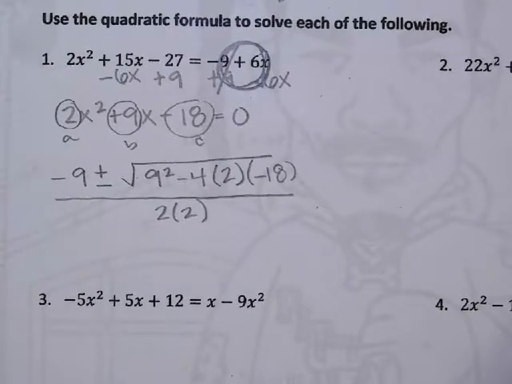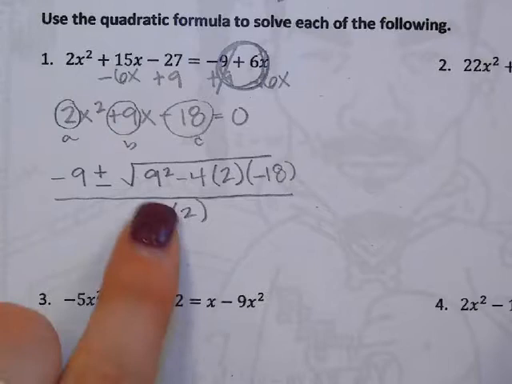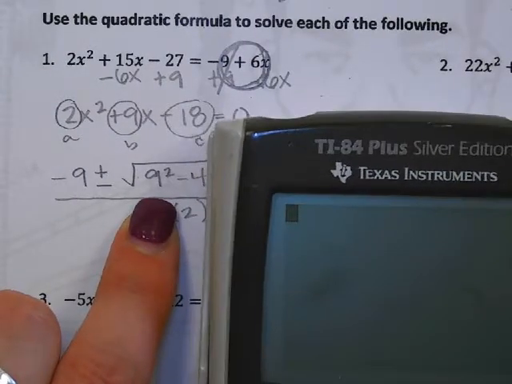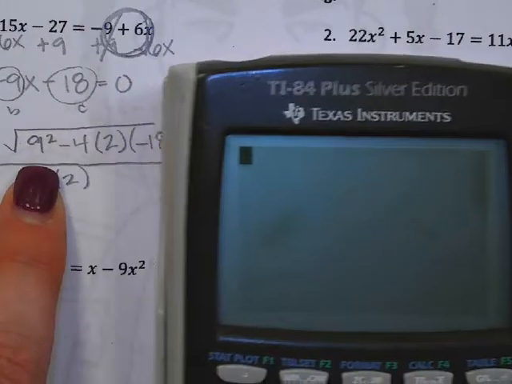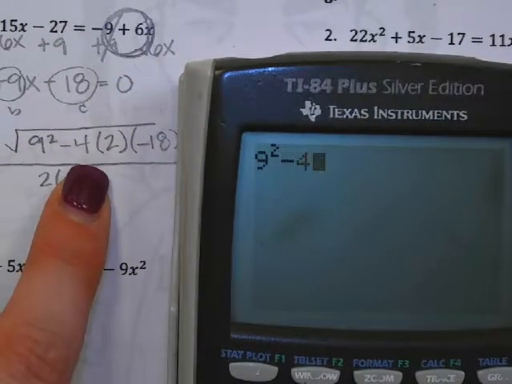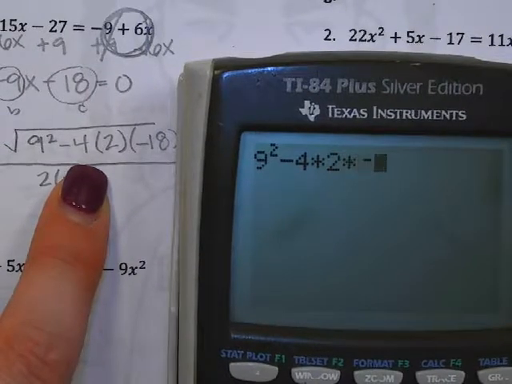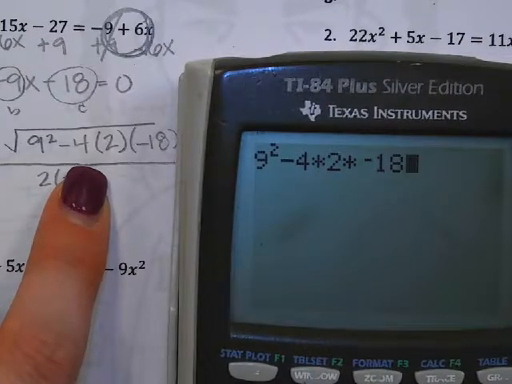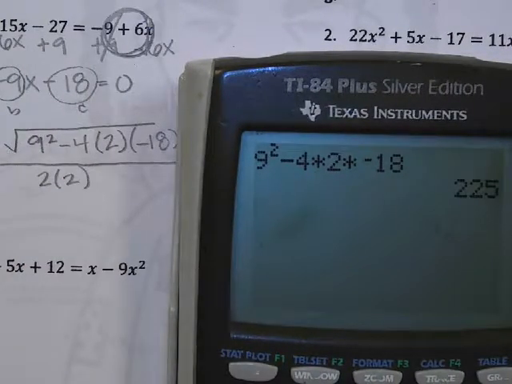And instead of plugging the whole thing in all at once, we just plug in the part underneath the square root sign because we don't know if it's going to be a negative or not. So I have 9 squared minus 4 times 2 times negative 18. 225. Yeah, that's fine. There's a calculator in the back if you want to grab it.